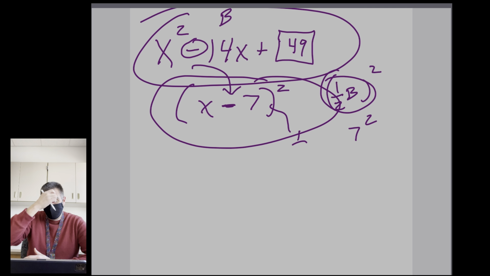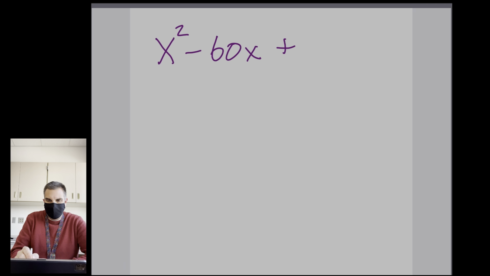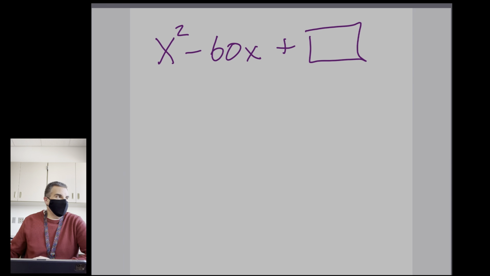Okay, so there are your solutions. Completing the square. Let's look at another one. Let's go x squared minus 60x. Go ahead and figure out what you would need to put in there to complete the square.